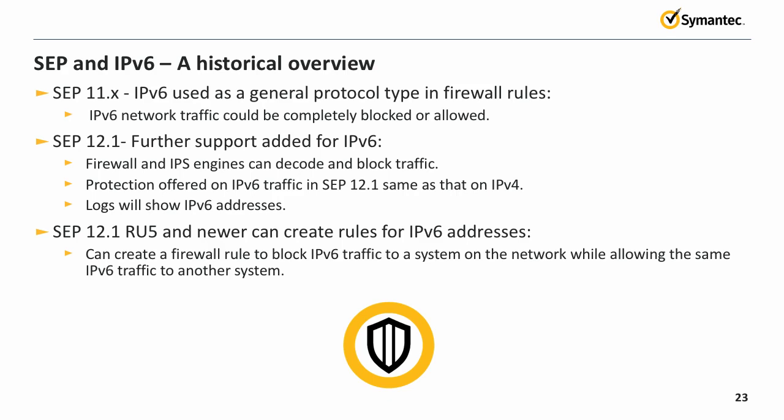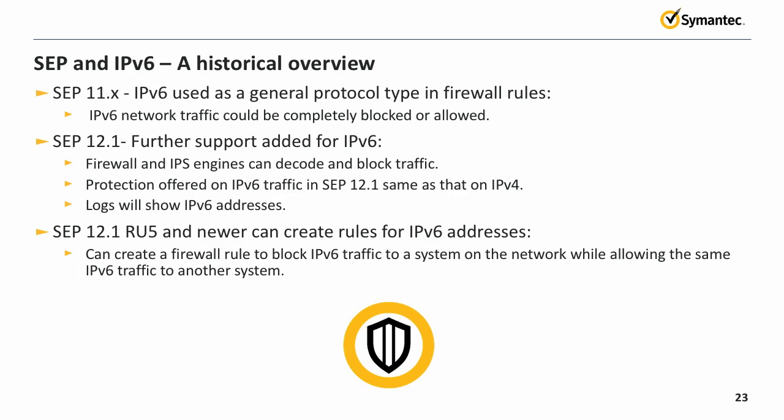Symantec Endpoint Protection has been introducing support for IPv6 incrementally over previous releases. In SEP 11.x, IPv6 was used as a general protocol type in firewall rules. IPv6 network traffic could be completely blocked or allowed. In SEP 12.1, further support added for IPv6 included firewall and IPS engines can decode and block traffic. Protection offered on IPv6 traffic in SEP 12.1 was the same as that on IPv4, and logs will show IPv6 addresses. SEP 12.1 RU5 and newer can create rules for IPv6 addresses.